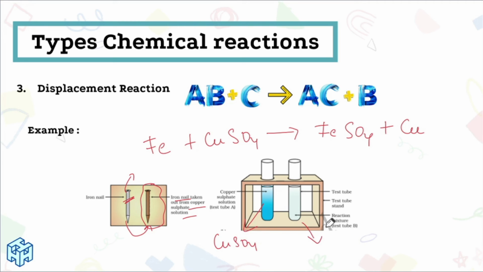It becomes a colorless ferrous sulfate. Copper sulfate will become ferrous sulfate, and iron will become copper. Are you able to see here? Iron is replacing copper, that is, this iron rod is replacing the copper. Did you understand what is the displacement reaction?